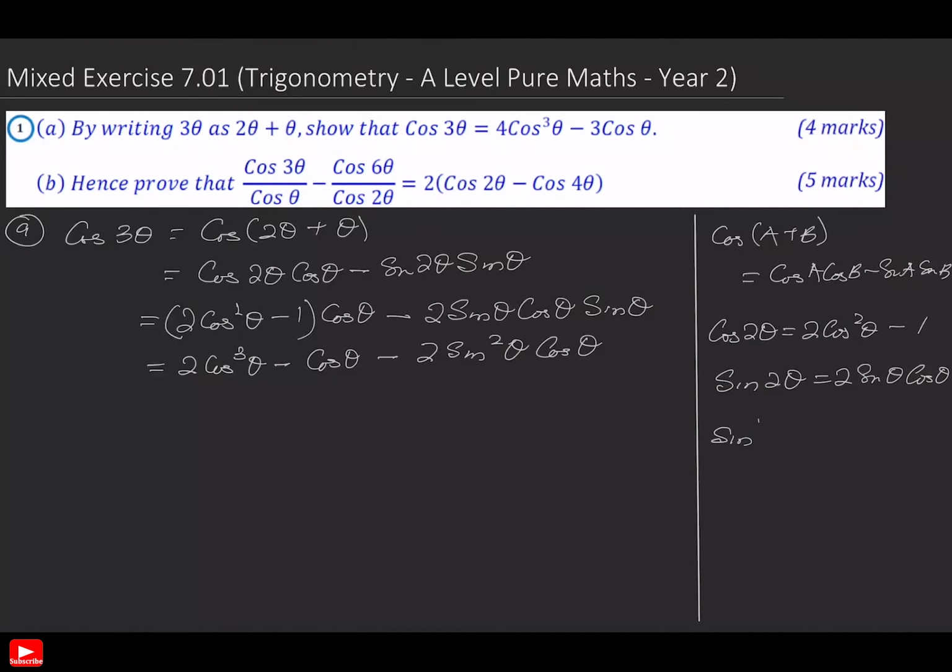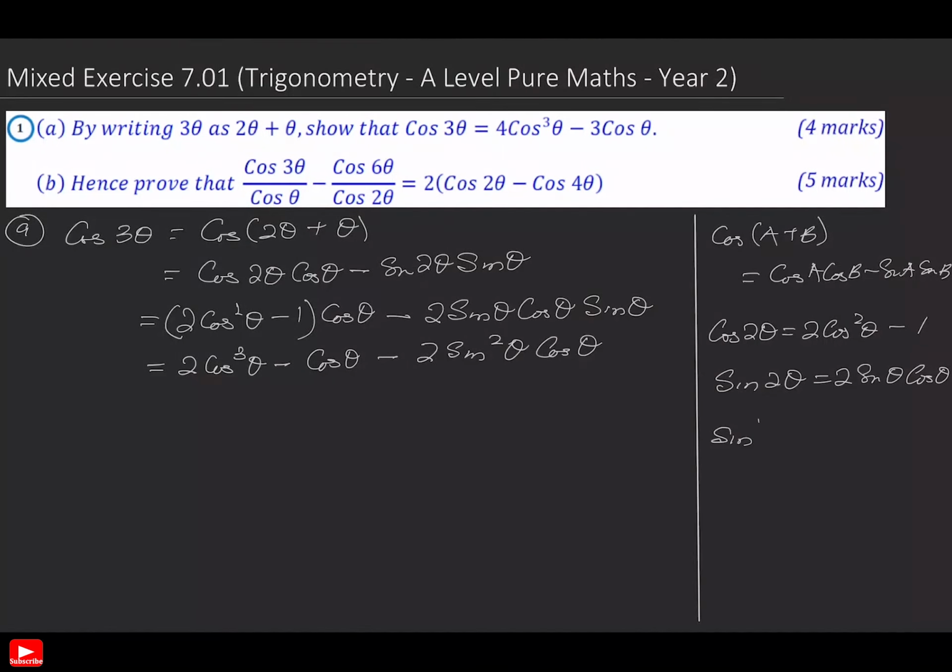I've got like terms here. So this and this are like terms. If I add them, I'm going to get 4 cos cube theta. And I can also see that this and this are like terms. If I add them, I'm going to get minus 3 cos theta. And so let's do that. I'm going to get 4 cos cube theta minus 3 cos theta. And that is the proof required as shown over here.